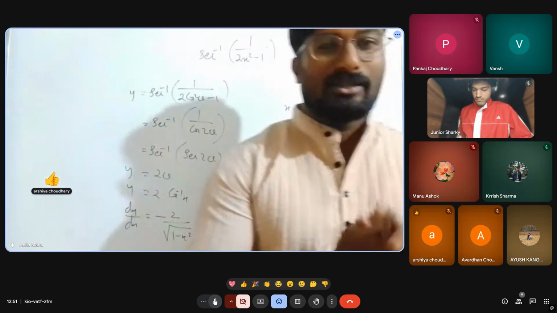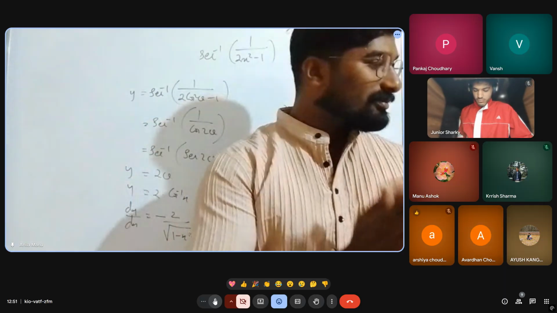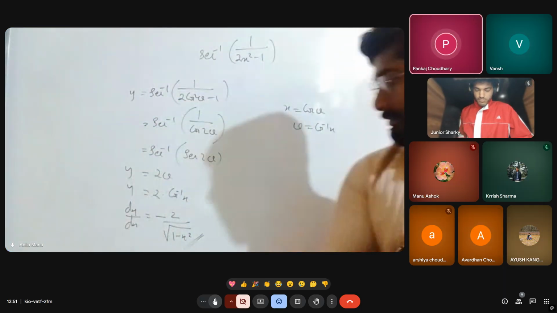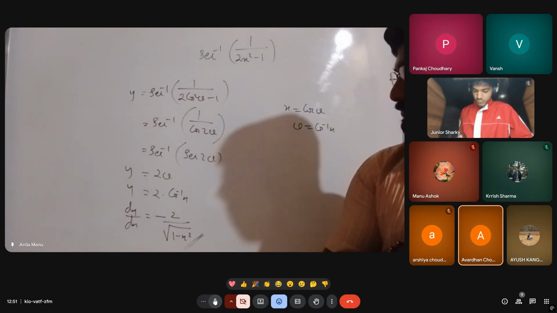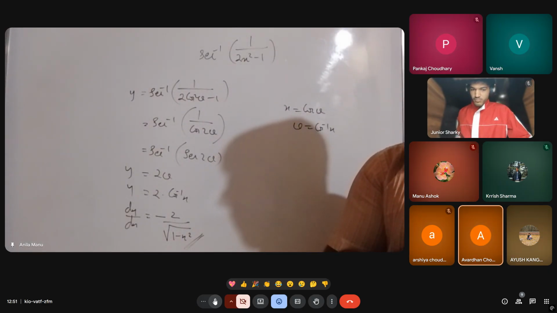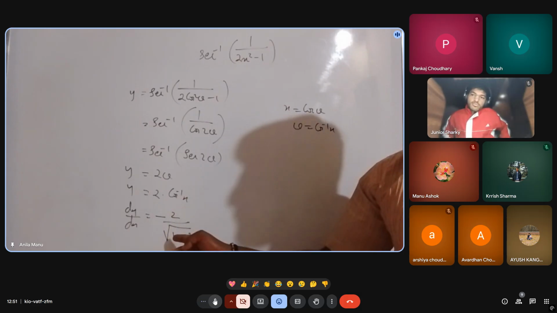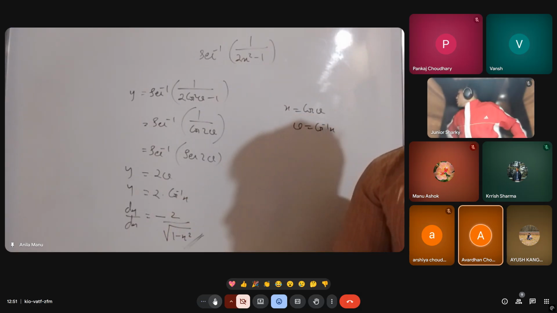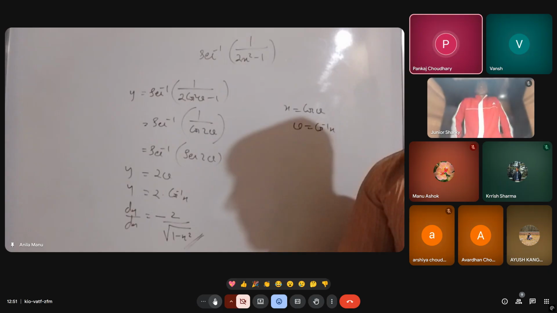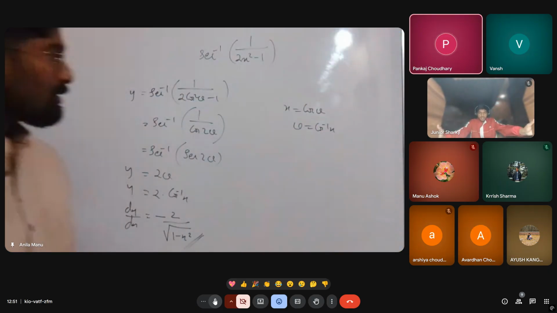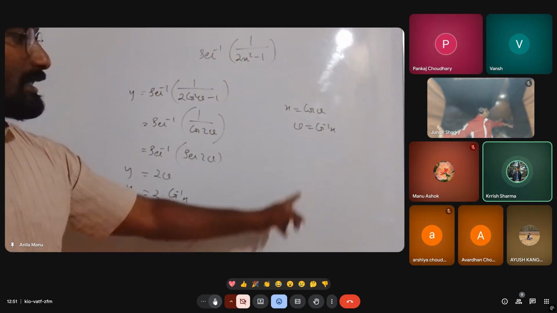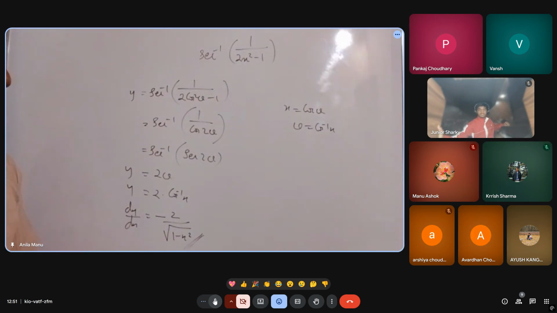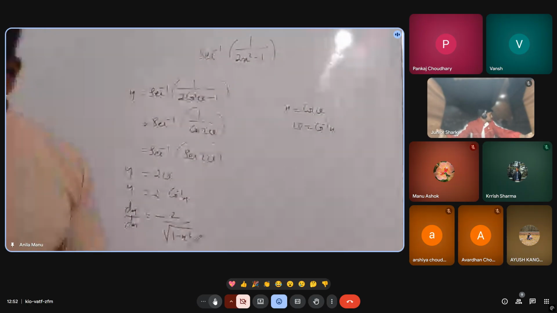Yes, sir. Tell me if there is any doubt. Sir, 2 by root 1 plus x square? Sorry? Minus, right? Cos inverse of x, right? Check once again. Theta is equal to cos inverse of x, so the derivative of cos inverse of x is minus 1 divided by square root of 1 minus x square. But if we take x equal to sine theta, then we get an answer. No, we cannot take x equal to sine theta.